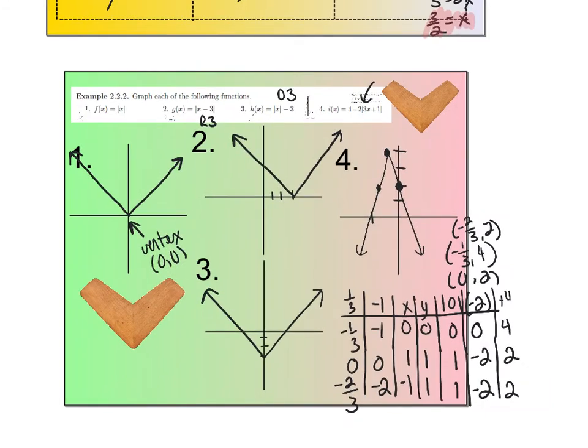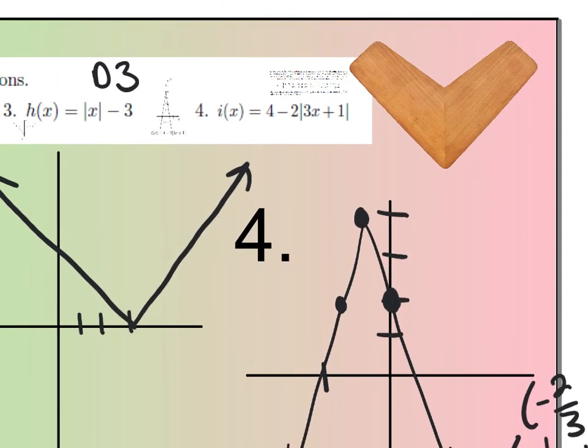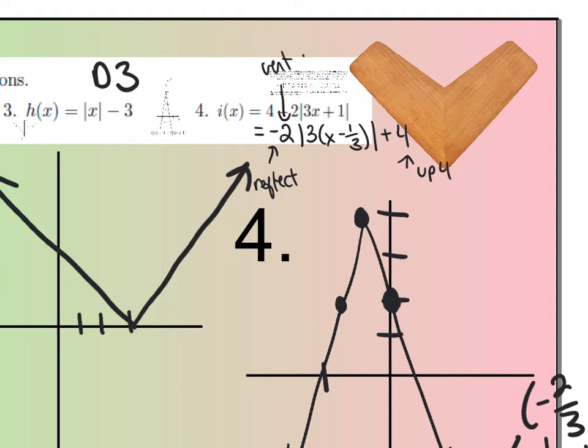I would recommend doing that process when the transformations aren't easy. There we go, little eraser. Because if you look at this, the transformations, gross. So to make this a little easier on you, you would change this to -2, and then you would change this to 3x minus 1/3, and then plus 4. So we know that it goes up 4. We know that it's reflected. We know that it's a vertical stretch of 2.